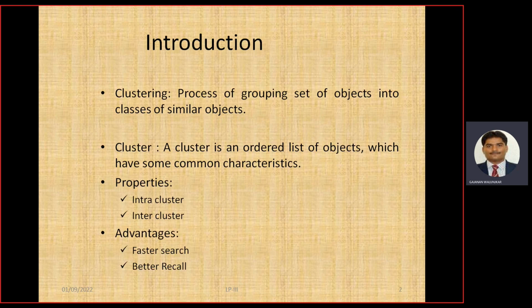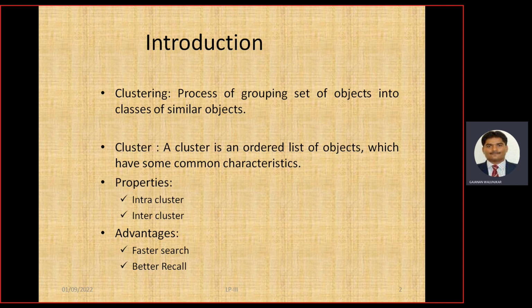Right? So that is clustering. Clustering is the process of grouping a set of objects into classes of similar objects. And when I say cluster, a cluster is an ordered list of objects which have some common characteristics. Right? So there are properties of clusters like intra-clusters and inter-clusters.